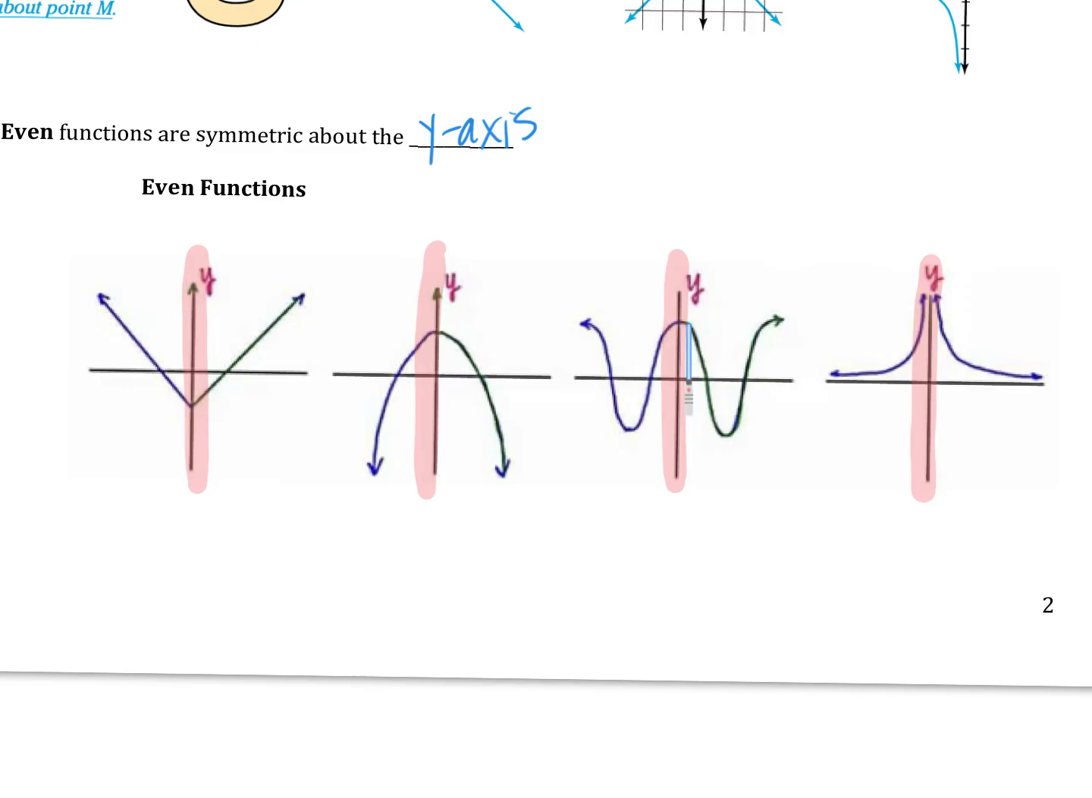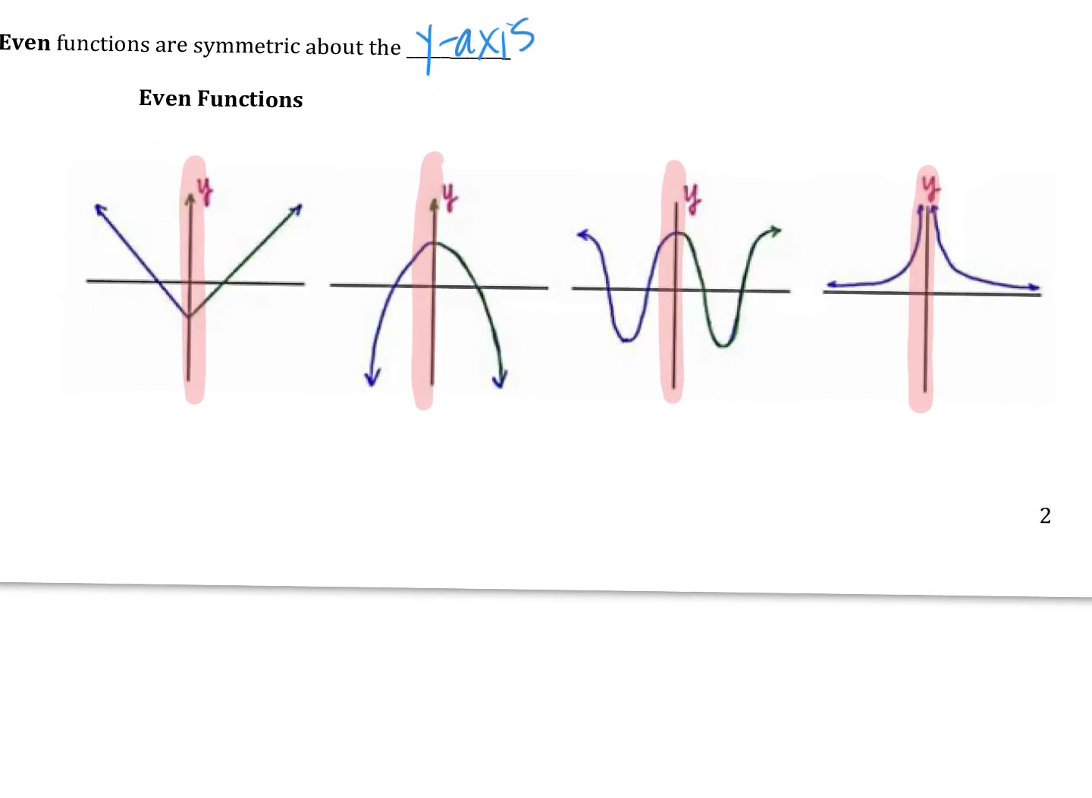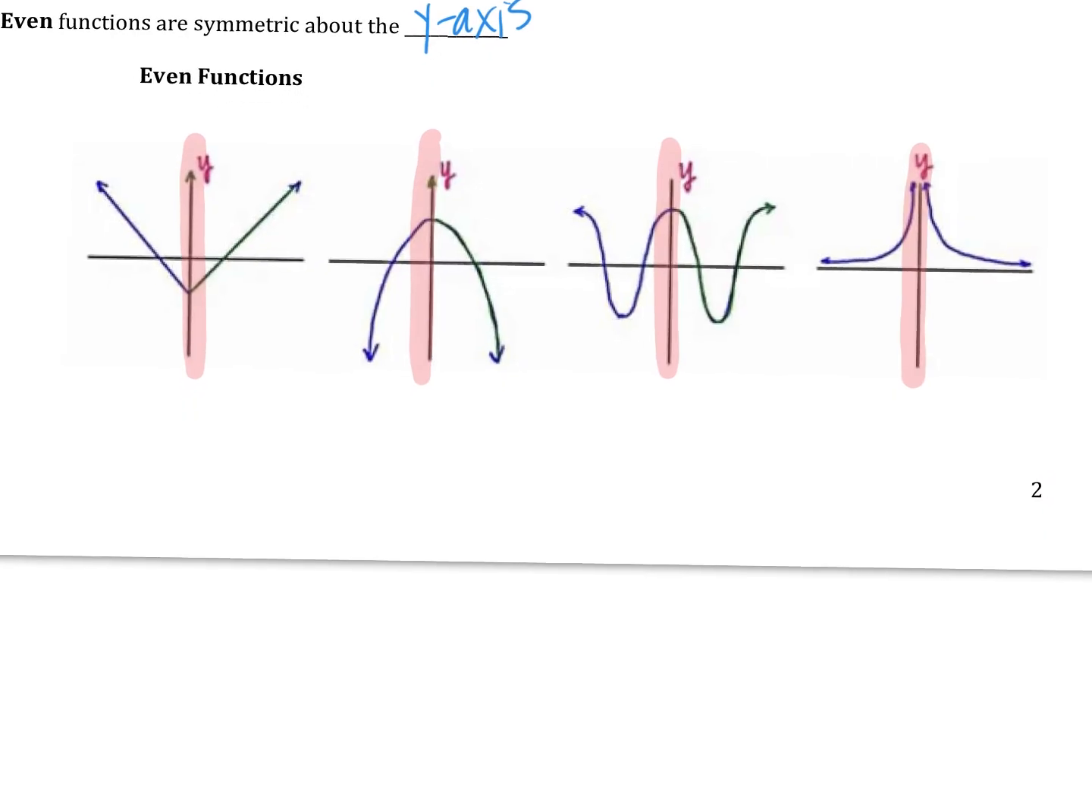It would. How about this cute little cosine graph? If I folded it here, is it going to land on itself? Yeah. And then this is 1 over x squared. If I folded it there, do you agree that those little things would land on each other? Yeah. So these are all even. Can anyone, for a bag of M&Ms, it could be peanut butter or regular M&Ms, give me the equation of something that might appear even, and then we'll test it with our calculator. What could be the equation of something that could be even?